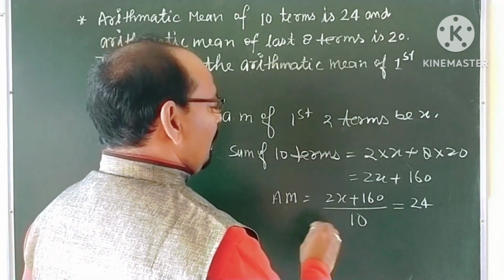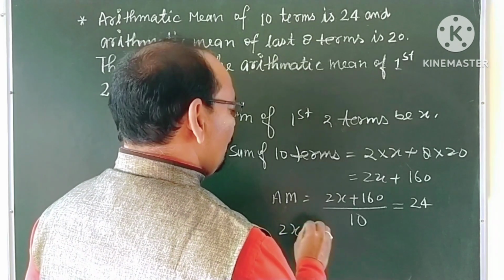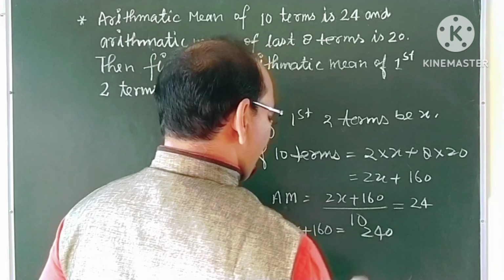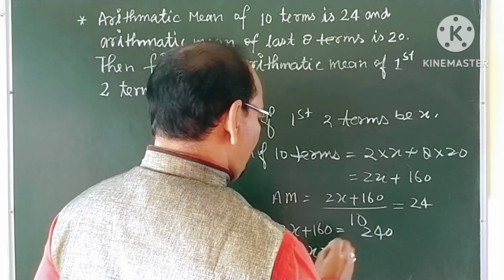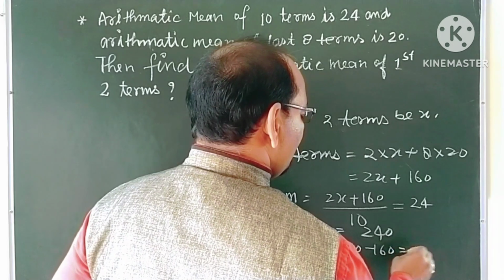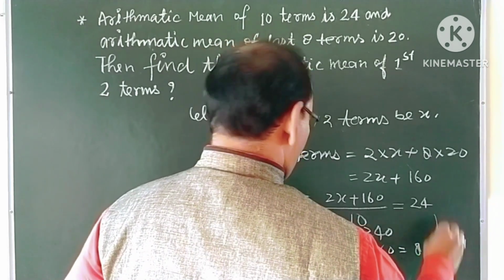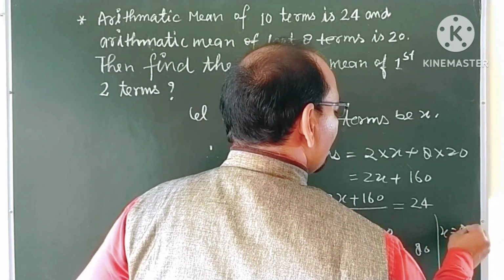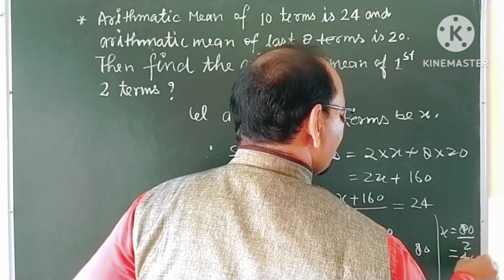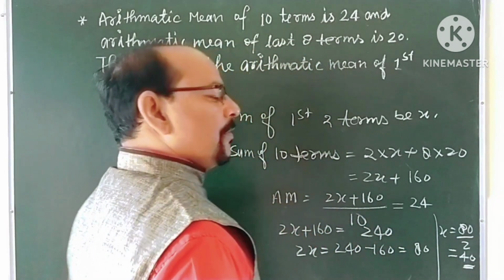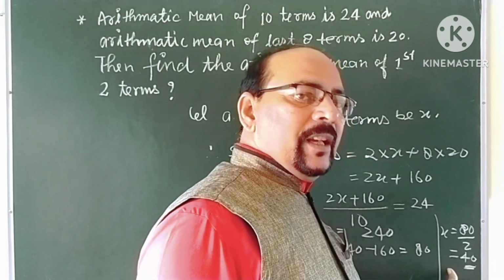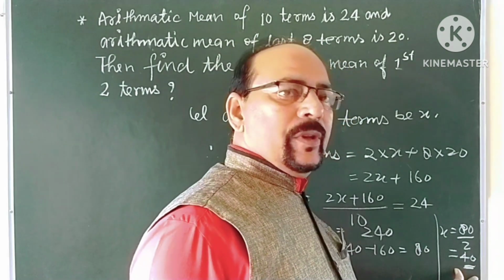After simplifying, it will be 2x plus 160 is equal to 240, therefore 2x equals 240 minus 160, which is 80. Hence x equals 80 upon 2, which is equal to 40. Hence we find the value of x: the arithmetic mean of the 2 terms is 40.